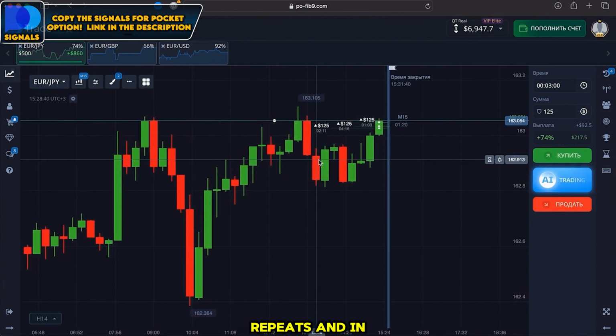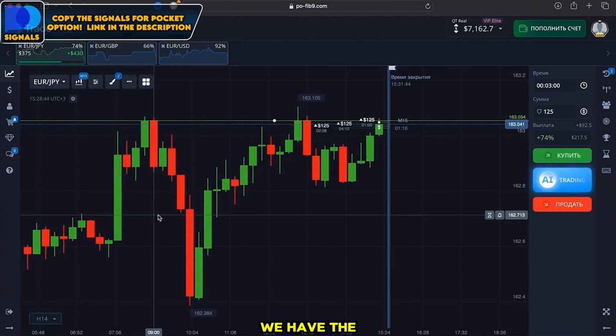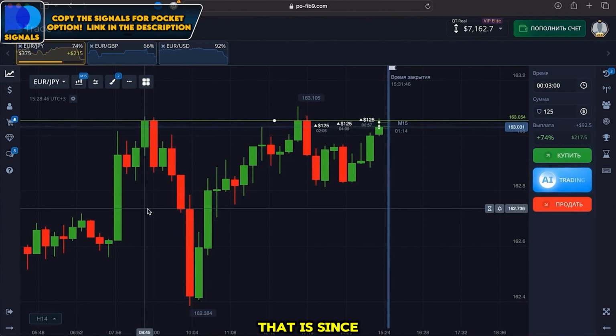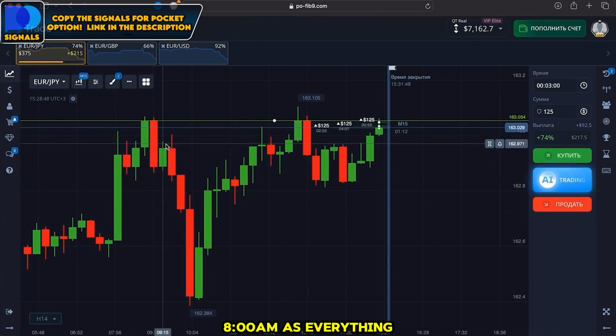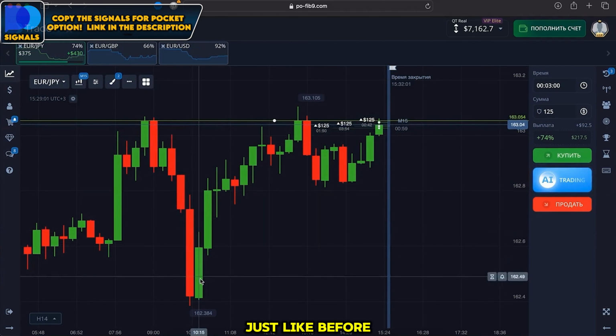All of this repeats, and in the last moments, boom, our trade closed in profit, by the way. We have the last moments here today, since 8 AM as everything has gone here. The price started to turn here at 9 AM, the trend began to reverse, the currency pair turned itself, and the price started to compensate just like before.